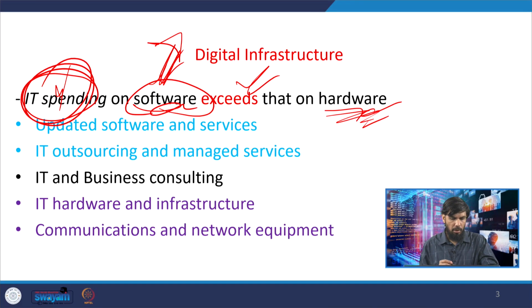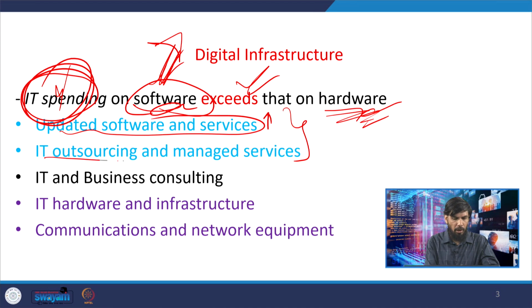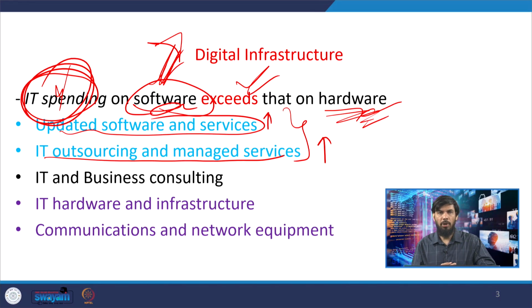Now, essentially what are these spendings? If we look at generic subcategories here, there is updated software and services, to be able to keep the software and services updated, so there the spending will go. Then IT outsourcing and managed services, we might be taking cloud services, or we might be outsourcing part of or full software development to some tech company. So, there it will go.